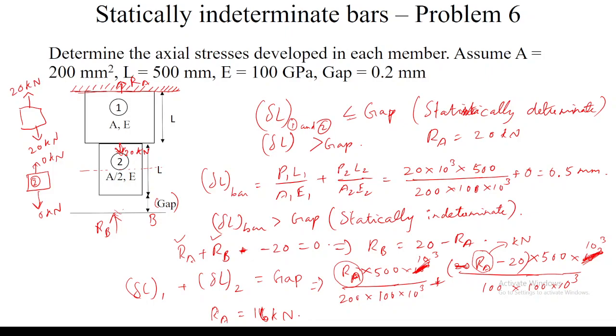So this value of RA will be equal to 16 kilonewton. Since I am getting a positive value, the direction of RA is as assumed, which is in the upward direction. So what will be the value of RB and in which direction will it be acting? RB is actually 20 minus RA, right? Yes, 20 minus 16, which equals 4 kilonewton. And in which direction?